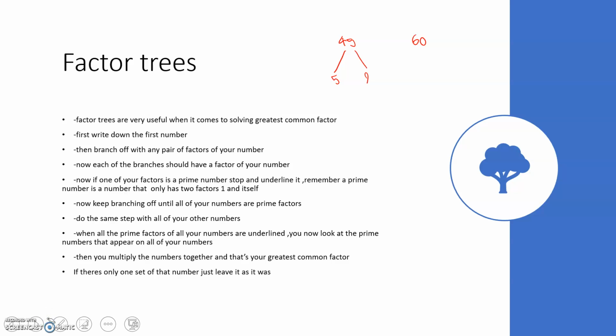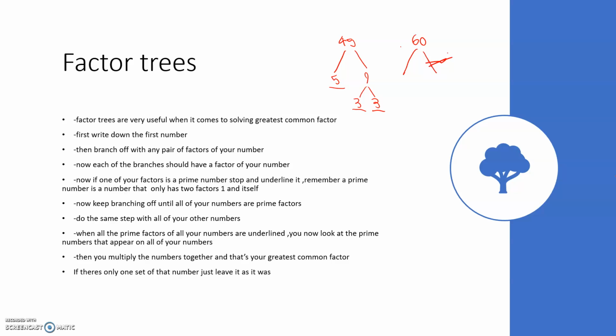Let me switch to pen. Okay, so you underline it. 9 is not a prime factor. So now keep branching off until all of your numbers are prime factors. These 3 can be done like this. And now let's do 60. Do the same step with all of your numbers. You can really do any pair of factors. You can do 20 and 3.